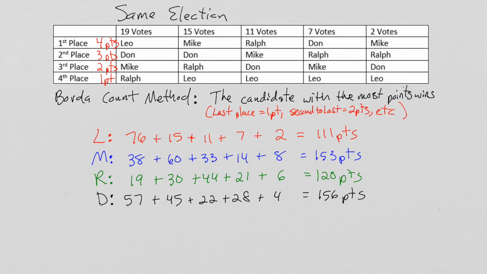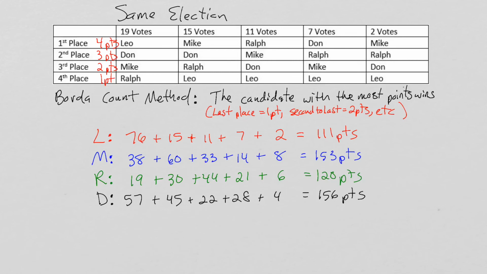For Mike, he's third place, so it's 2 points times 19 votes is 38. Right here, he's 4 times 15 is 60. Mike is 3 points times 11 votes is 33. 2 times 7 is 14. And then 4 times 2 is 8, which is 153 points.